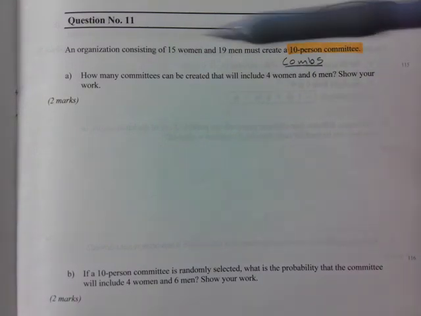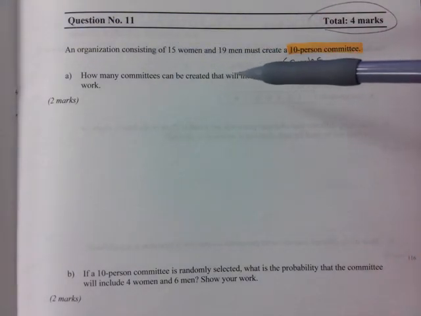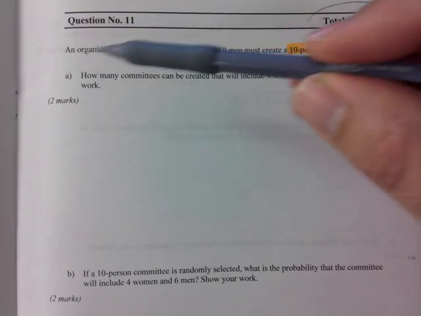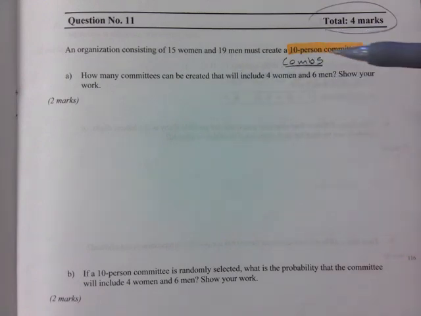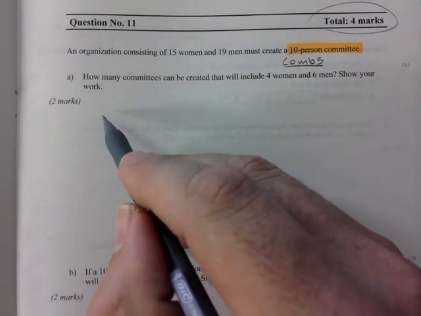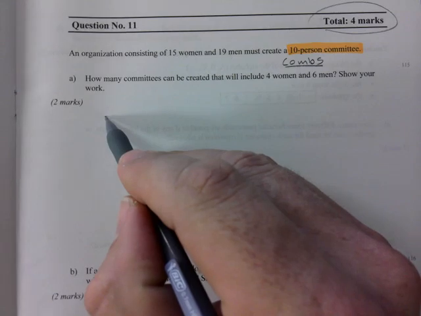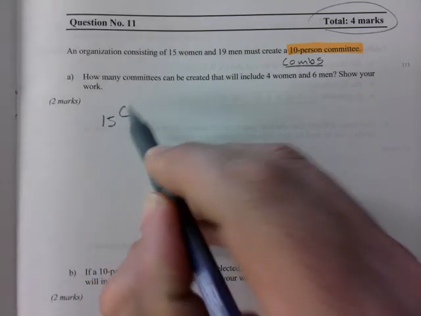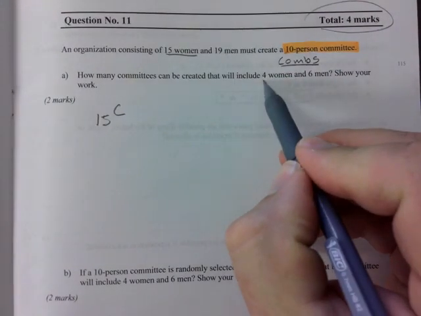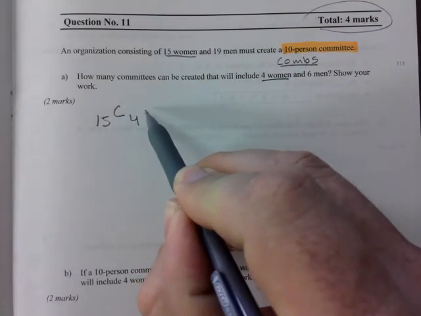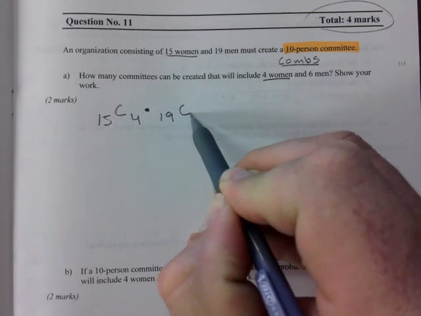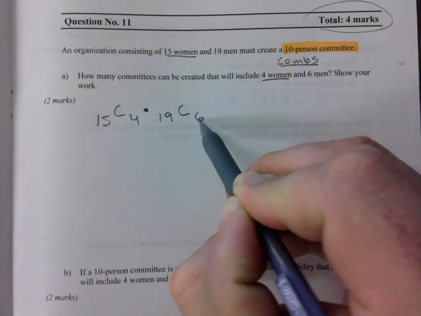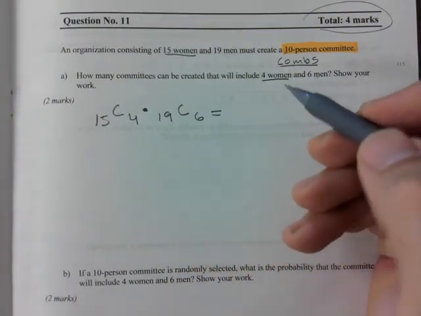We're in probability. It says how many committees can be created, how many, not the probability. It just says how many committees can be created that will include 4 women and 6 men. Show your work. You would simply say, out of the 15 women, you would choose 4, and out of the 19 men, you would choose 6. And you calculate that.